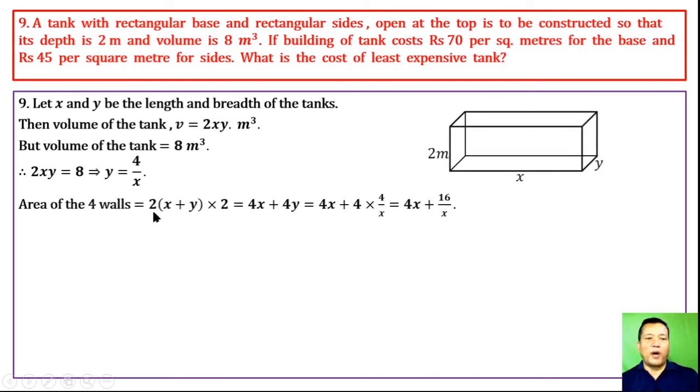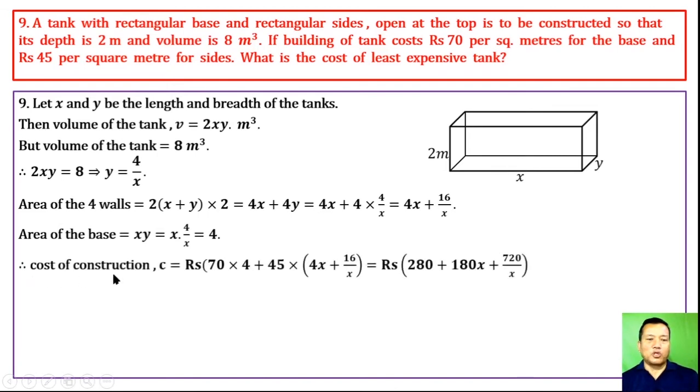Area of the 4 walls is 2 times of x plus y, which is perimeter into 2, that is 4x plus 4y, and y is replaced by 4 by x, we get 4x plus 16 by x. Area of the base is the product xy, that is 4. Therefore, cost of construction is denoted by C, which is equal to rupees 70 into 4 plus 45 into area of the 4 walls, which we get this, which is in terms of x.